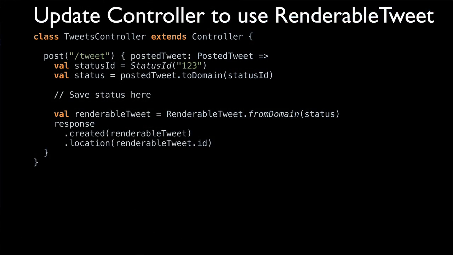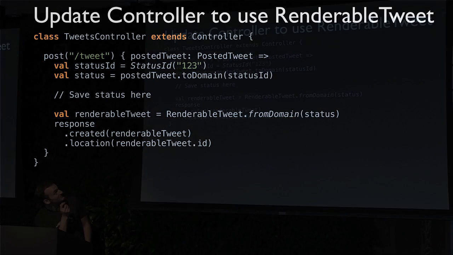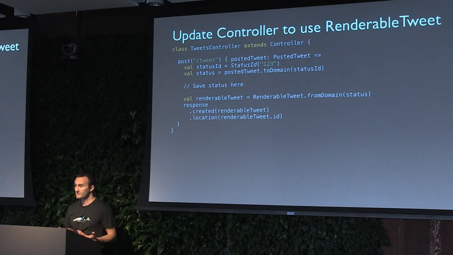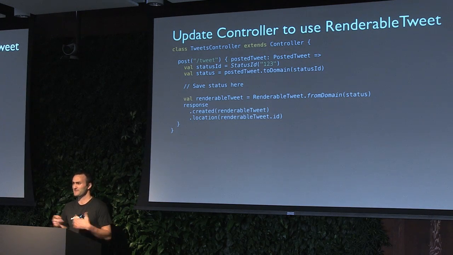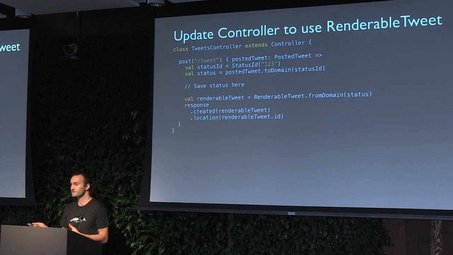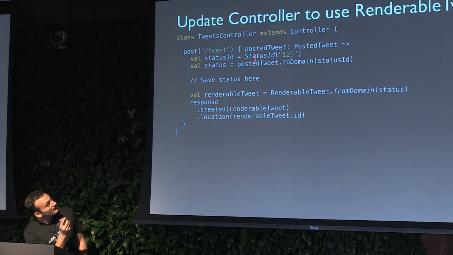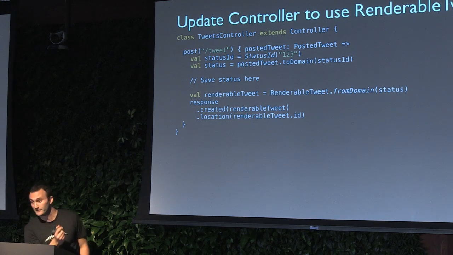OK, so now we'll update the controller to use this new tweet. And what we'll do now is we'll just create a hard-coded status ID with 1, 2, 3. Let's assume for this example that we already have a status case class. It's the main kind of domain object that we use throughout services at Twitter. We'll take the posted tweet, turn that into our domain object, passing in the status ID, get a status out. Here's where we will be saving our status ID in a future slide. When we're done, we create a renderable tweet from that domain object, and then we put that in our created response body.